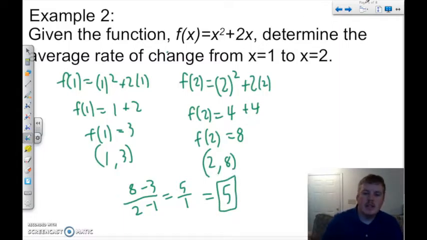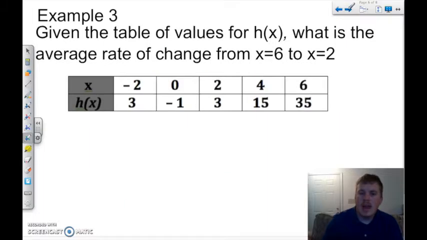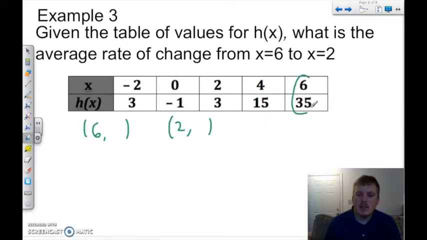Alright, we have one last example to look at. And this is when we are given the values in a table. So we want to look at the average rate of change from x equals 6 to x equals 2. So again, just like my other ones, I'm going to go ahead and note the x values that I'm looking at. So I know I'm going to look at x values of 6 and 2. And then I have to go to the table to figure out what those y values are. So if I look at where x is 6, that's going to give me 35 for my y value. And where x is 2, I'm going to have 3 for my y value.